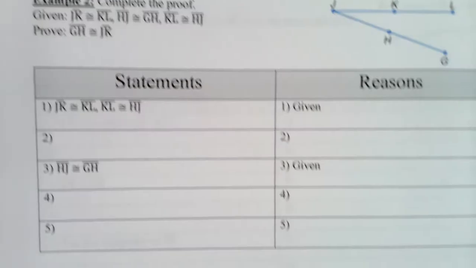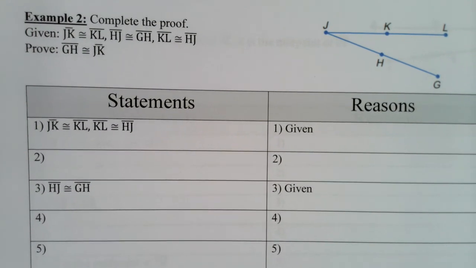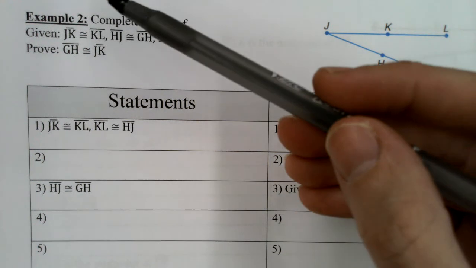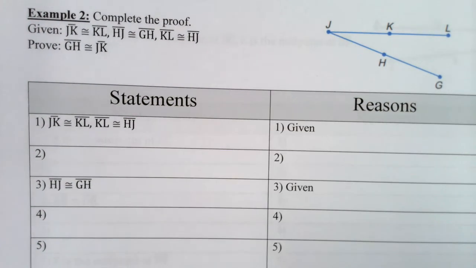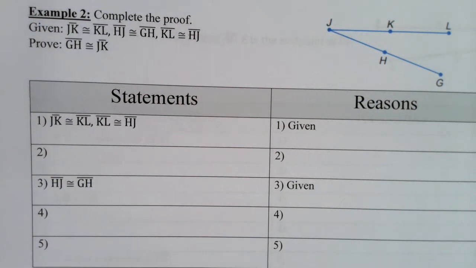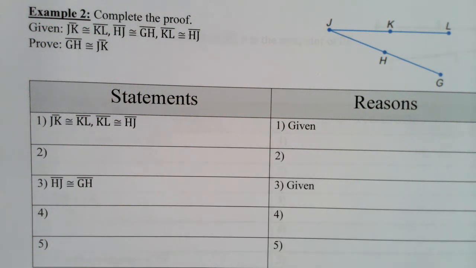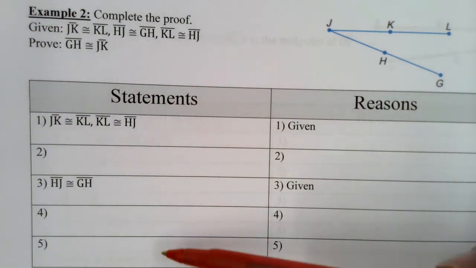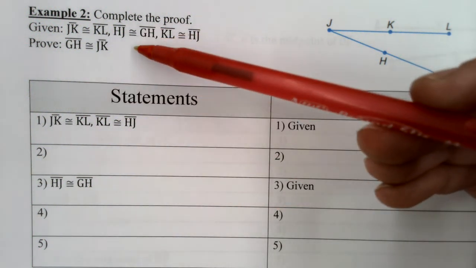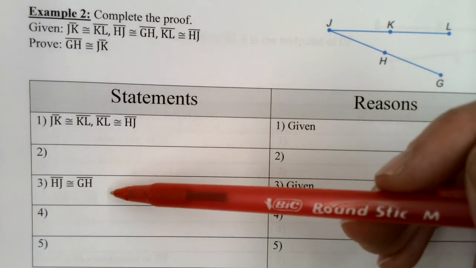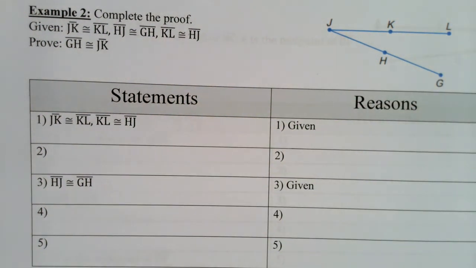Number 2. Now this is going to look a little different than what you've seen in the past, but not too much different. It says complete the proof, and we're given 3 pieces of information. But not all of them are put in the first statement. The reason is because this proof flows better if you take this piece of given information and put it down here. You'll see when we do the problem.